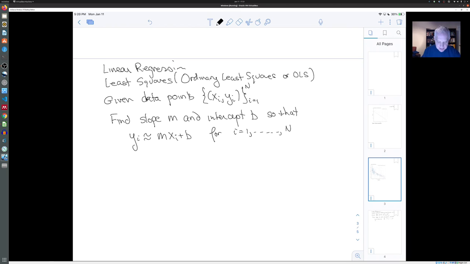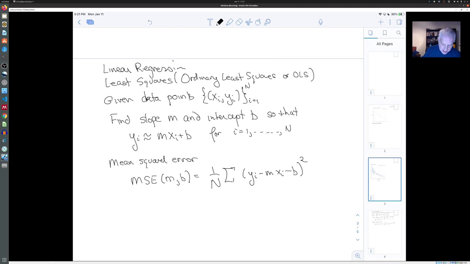And so what is the best we can? Well, for that, we introduce what's called the mean squared error. So the mean squared error for a choice of slope and intercept is the average of the squared difference between yi, which is the measured value, and m xi plus b, which is the predicted value. So we think about yi as being m xi plus b plus an error term. This is the error term. And we square it, which means that positive and negative errors both count positively. And then we take the average.